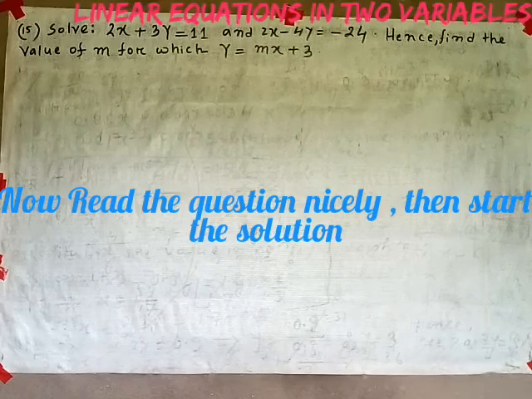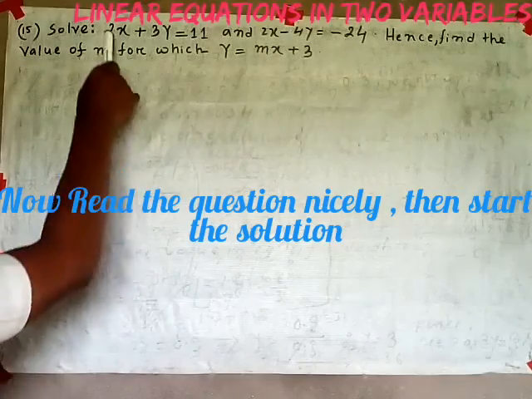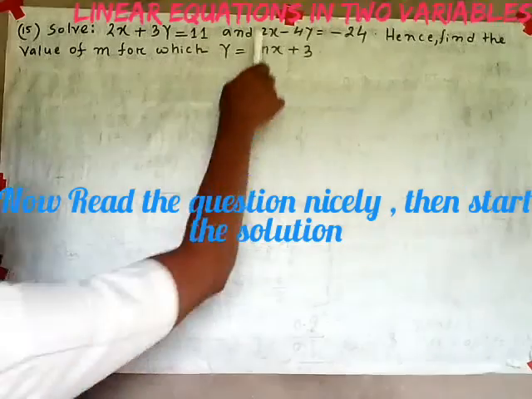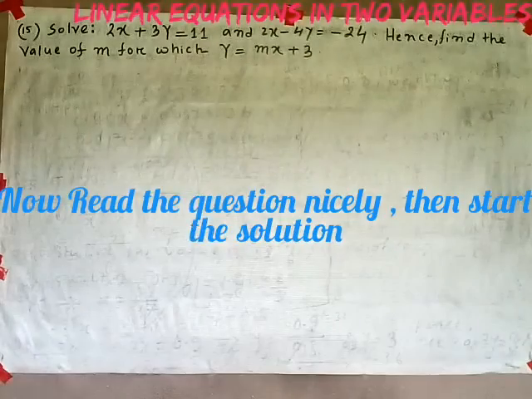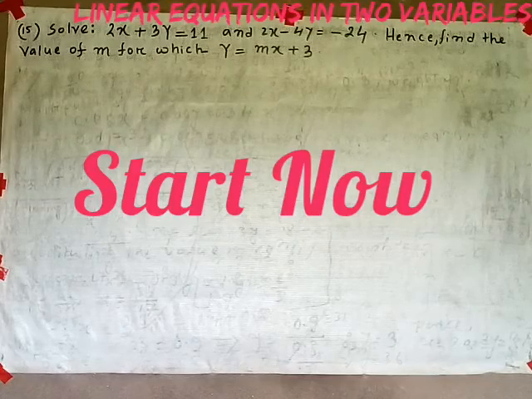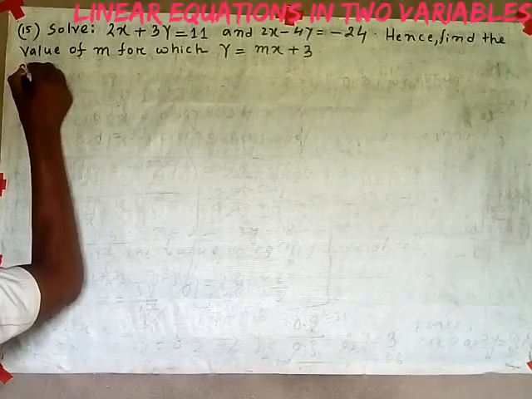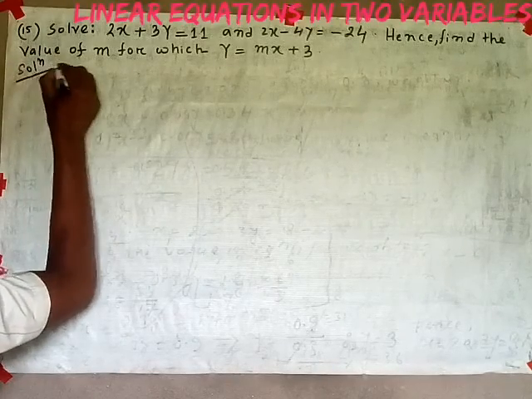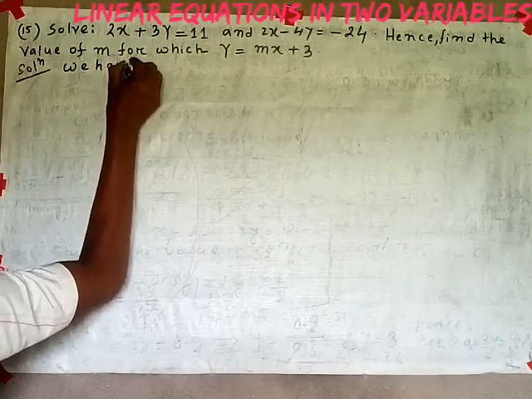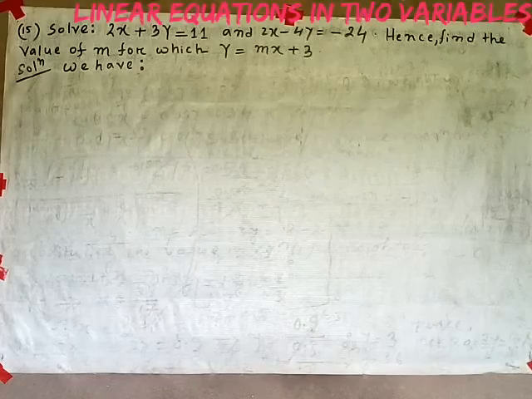So they have given two equations. First one is 2x plus 3y equal to 11. Second one is 2x minus 4y equal to minus 24. This is the two equations they have given. So what is given? Solution: what we have, we will write down first of all.